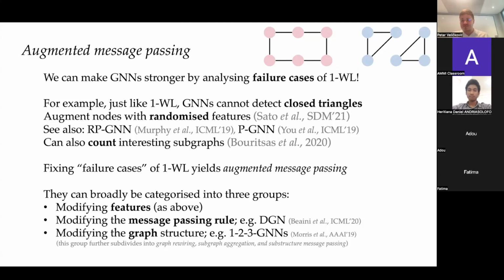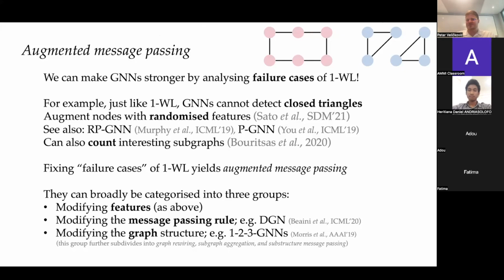And this general idea of finding a case where a graph neural network cannot deal with the one Weisfeiler test limitations and fixing it by changing the features or something like this gives you a method that belongs to augmented message passing. So there's many of them, there's really a lot of them, but they can be generally categorized into 3 groups. You can either modify the features of the nodes, as we just discussed. You can modify the message passing rules, so change the message function so that it's more mindful of the structure of the graph. The directional graph neural network, or DGN, is a very good example of this.